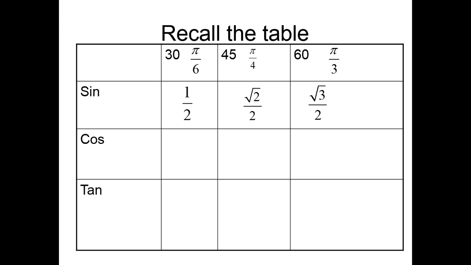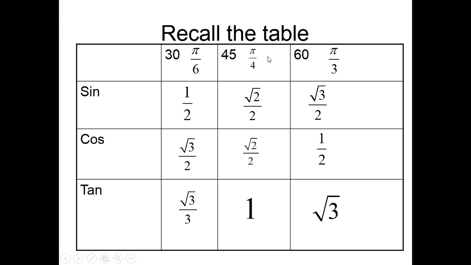Now, if you know these, you'll pretty much know everything else, because remember what we said earlier. The cosine of an angle is the sine of its complement. So the cosine of 30 is the sine of 60, which is root 3 over 2. The cosine of 45 is the sine of 45. And the cosine of 60 is the sine of 30, which is 1/2. The tangent of 30 is root 3 over 3. The tangent of 45 is 1. And the tangent of 60 is root 3.